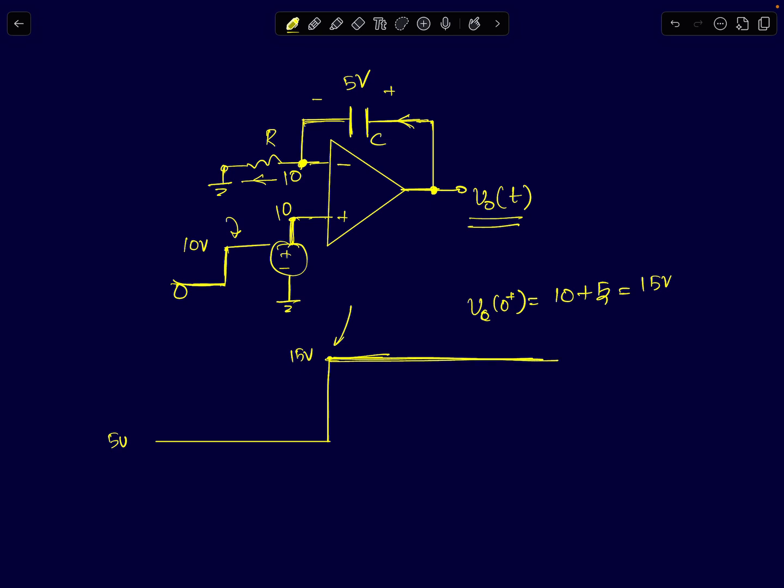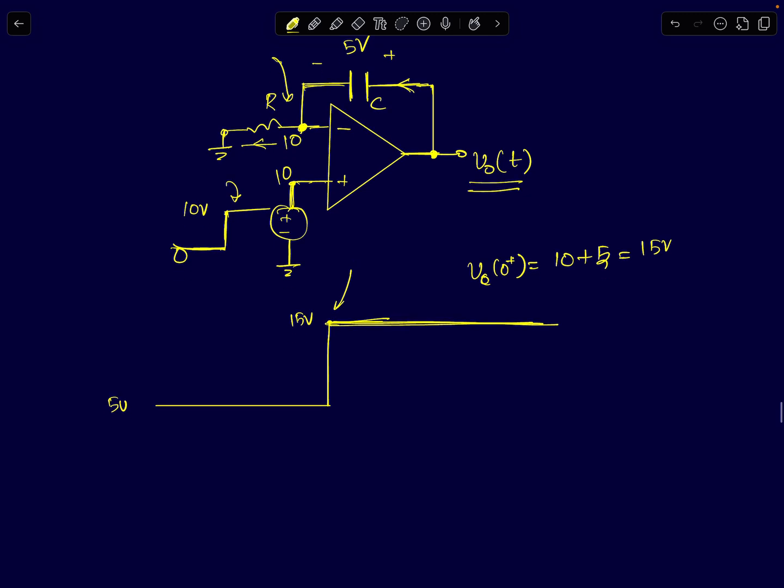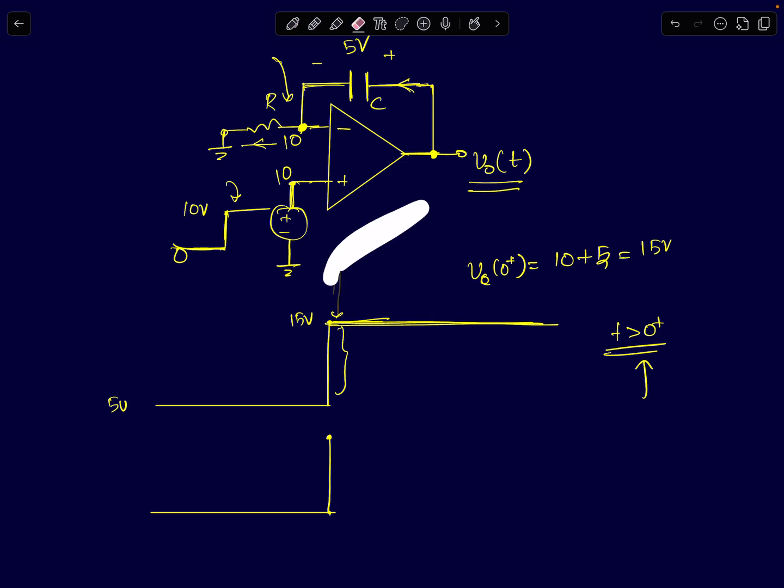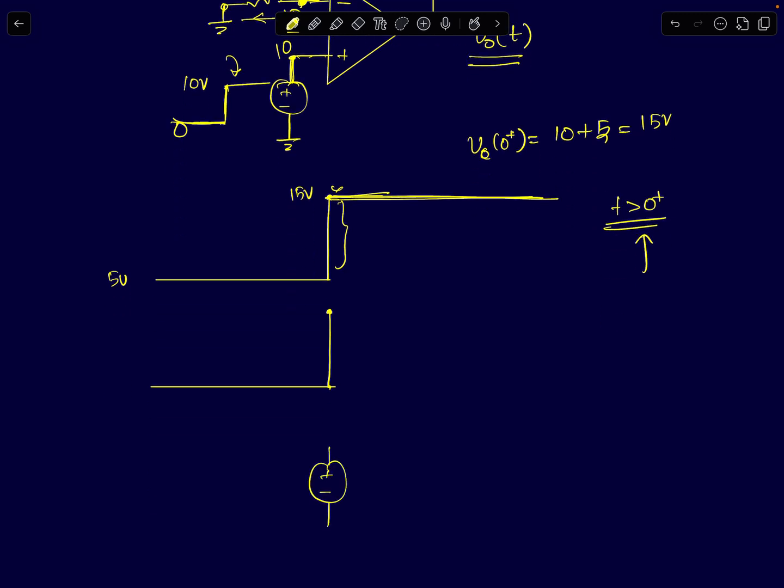What about the node voltage at Vx? The node voltage at Vx initially was at 0, it jumped to 10 volts, and immediately after this event, your circuit will no longer be in negative feedback for t greater than 0 plus. You didn't need any extra time constant to charge the output node to 15. Previously when you started off at 0, you had to spend some time to charge it. But now that's no longer needed. The circuit has already reached 15 volts, so from this point onwards the output will simply act like a DC voltage source of 15 volts.